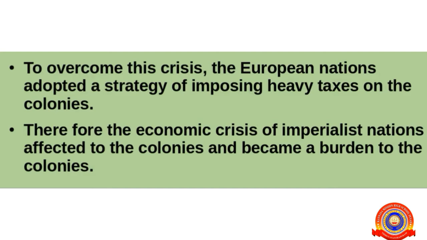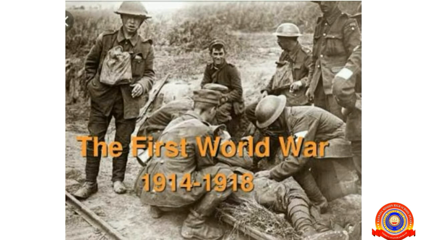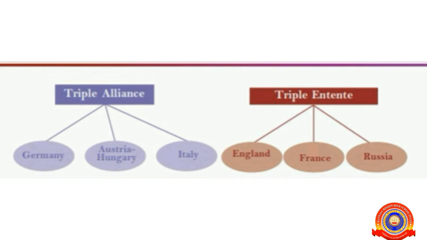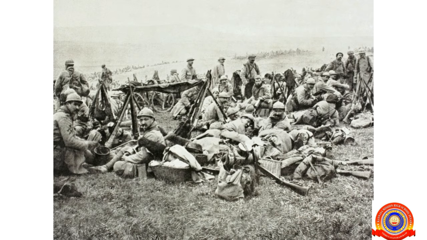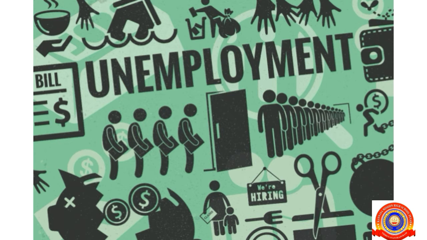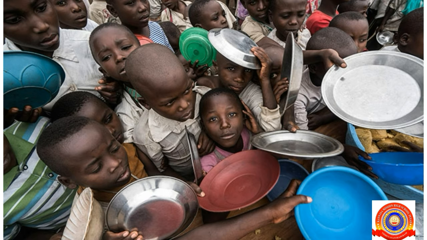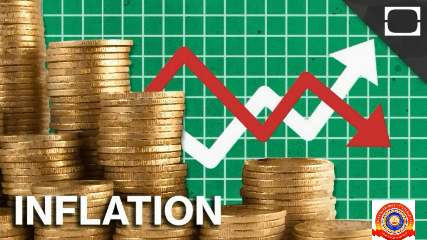To overcome this crisis, the European nations adopted a strategy of imposing heavy taxes on the colonies. Therefore, the economic crisis of the imperialist nations became a burden to the colonies. The First World War destroyed both the allies. Many European governments lost their power. People were in misery. Unemployment, poverty, and inflation gnawed their entire system.